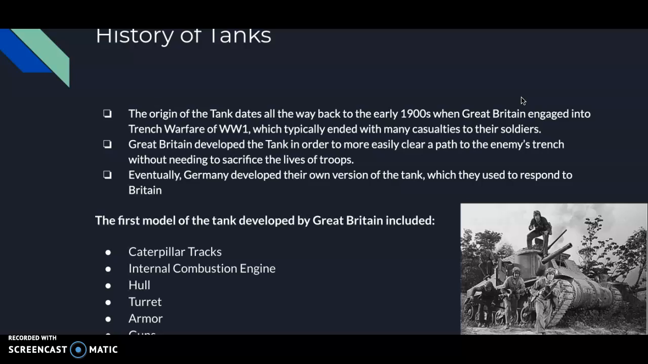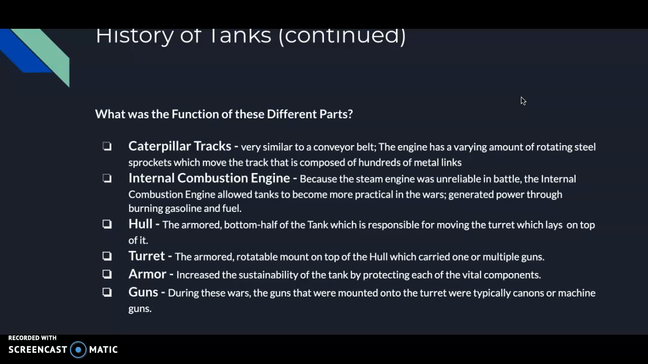The first model of the tank developed by Great Britain included Caterpillar tracks, internal combustion engine, the hull, turret, armor, and guns. The Caterpillar tracks were very similar to conveyor belts. The engine was a varying amount of rotating steel sprockets which moved the track that is composed of hundreds of metal links.